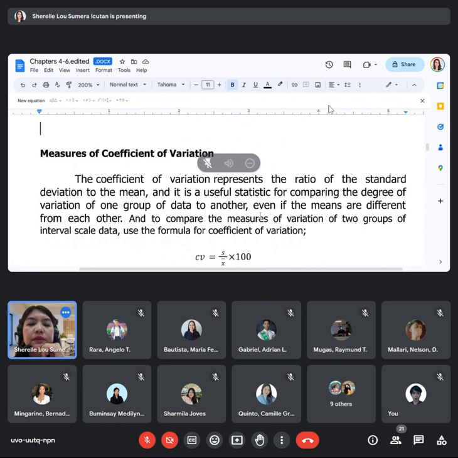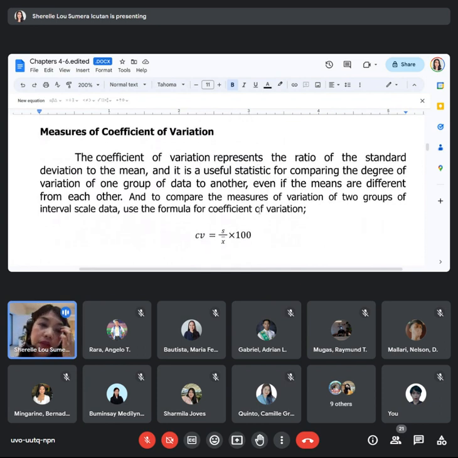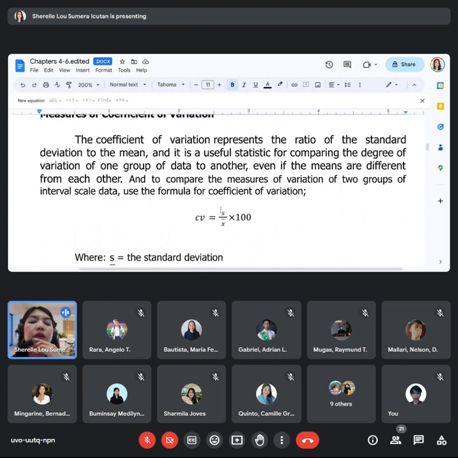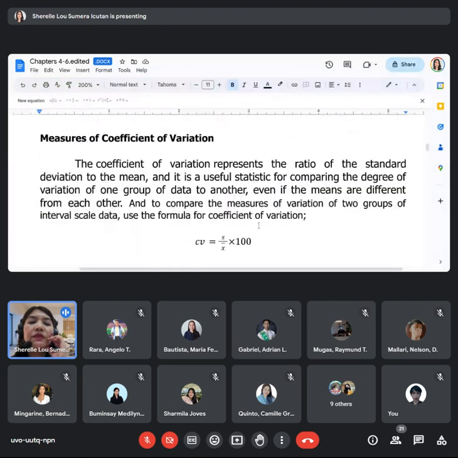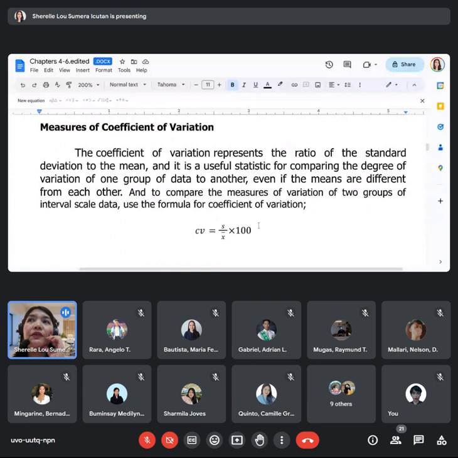Now, let's move on to the measures of coefficient of variation or CV. The formula is S over mean times 100. Your S here is your standard deviation and your X bar here is your mean. So what is the use of the measures of coefficient of variation? So for example, you have two data and you're going to determine which of the two data are more varied. Sino dito sa data na to ang mas magkaiba?